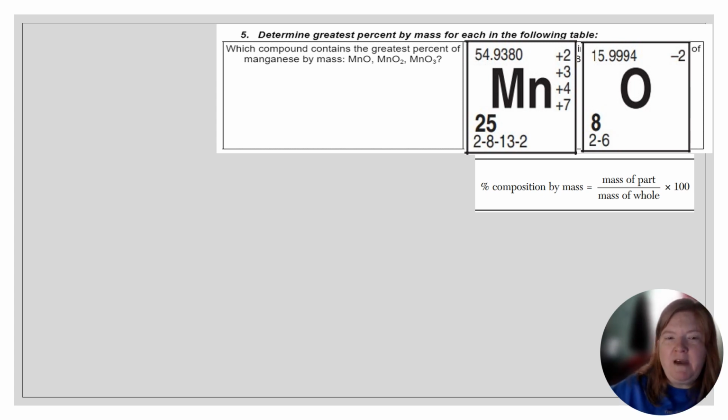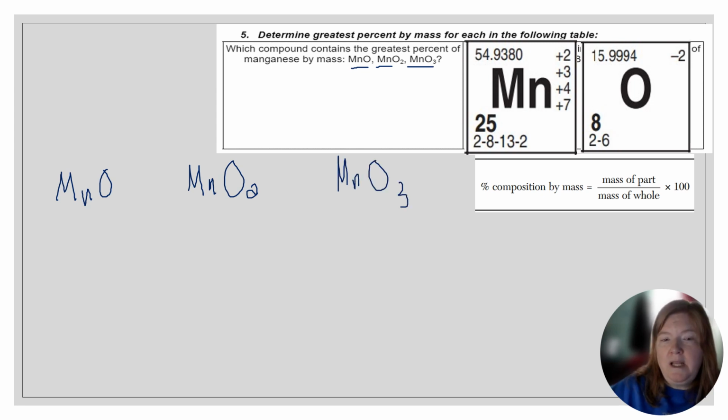If I look, each of these has one manganese and then different amounts of oxygen. So I am going to break each of them down a little bit, but I don't need to do all the math. So we have MnO, MnO2, and MnO3. What is the atomic mass of manganese? It is not magnesium, it is manganese. The atomic mass of manganese is 54.9. That's the same in all of them, right? So in this one, it's 54.9, and in the last one, it is also 54.9.